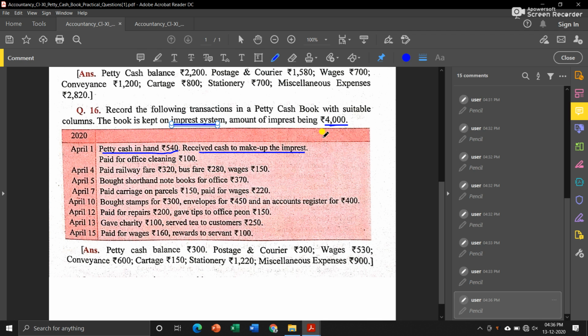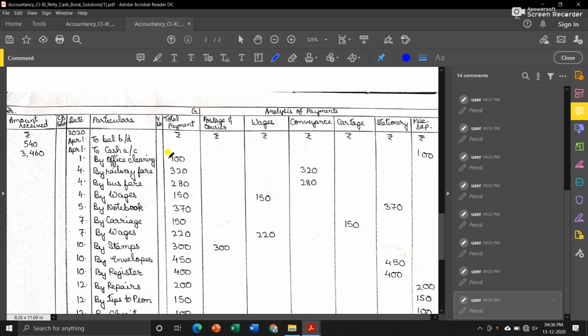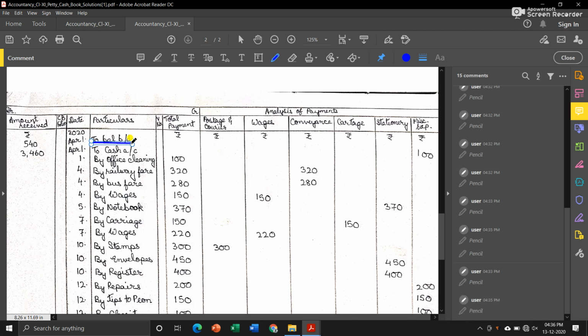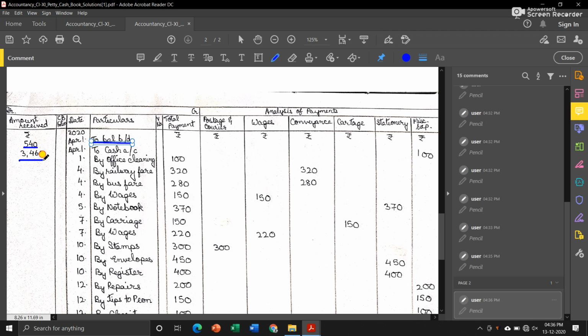So what you have to do is 4,000 minus 540, that means the amount that you will receive at the starting of the month. So here is the format of the petty cash book. Now to balance brought down, as given in the question, we have 540, and in order to make 4,000 we need 3,460. That is 4,000 minus 540. We got 3,460 from the cashier. That's why we will write in here "To cash account".